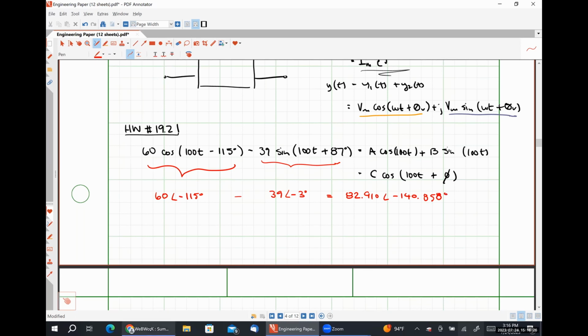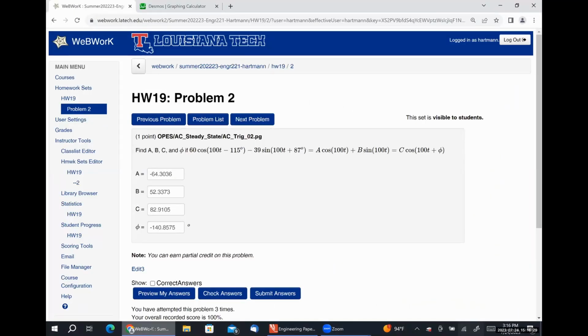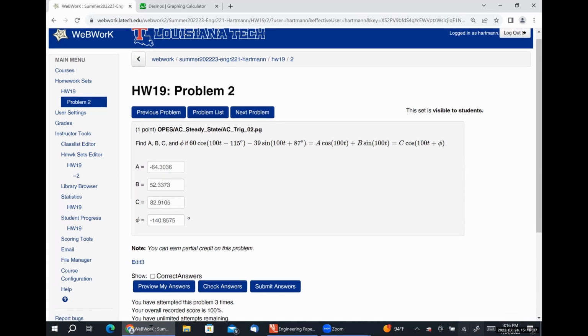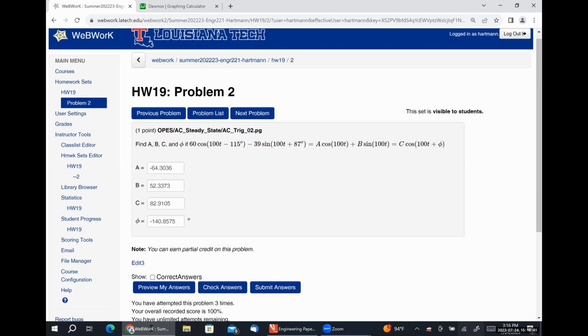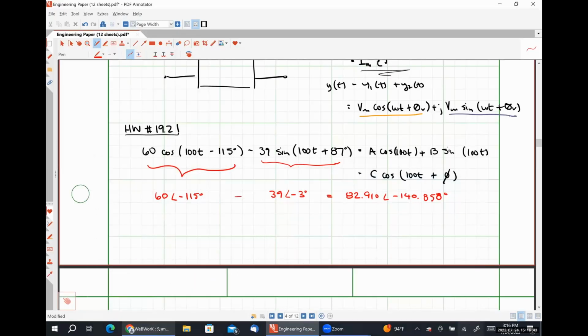Let's look at something here. 82.910, negative 140.857. Those are the correct answers. You can see that my recorded score is 100%. Okay. So that simple bit there gave us this form.